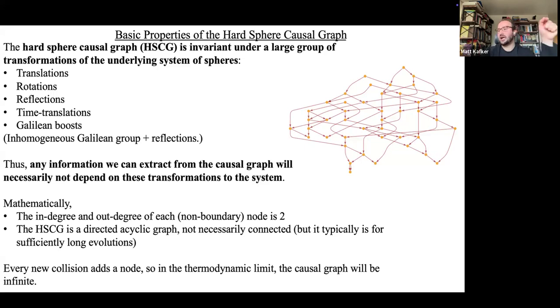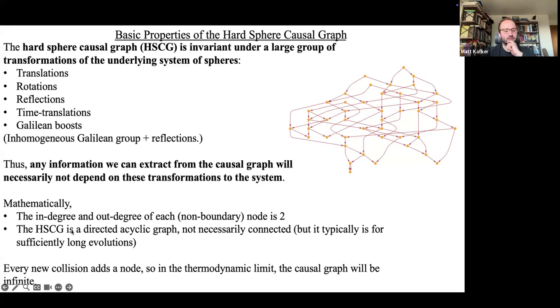And the causal graph is exactly the same. This is just a basic consequence of Newton's laws not caring about those kinds of transformations. So any information that we can extract from the causal graph will not depend on that kind of transformation to the underlying system of particles. So maybe we can hope there's some promise that this could be a useful way of encapsulating information about the system.